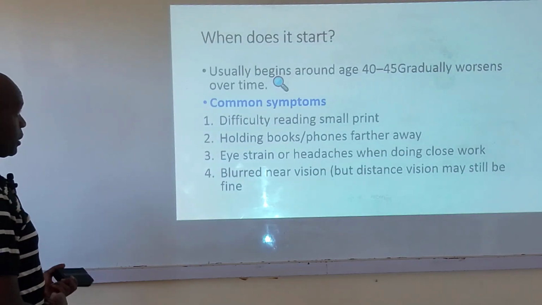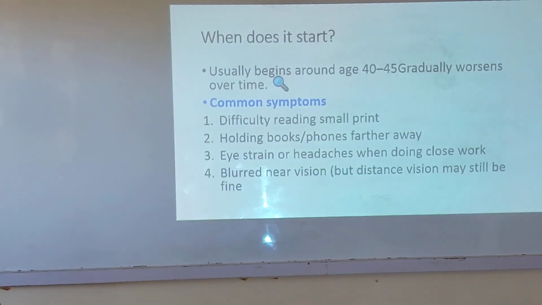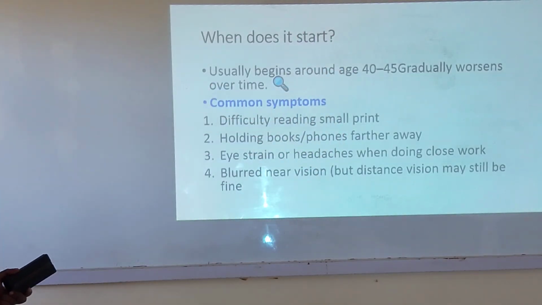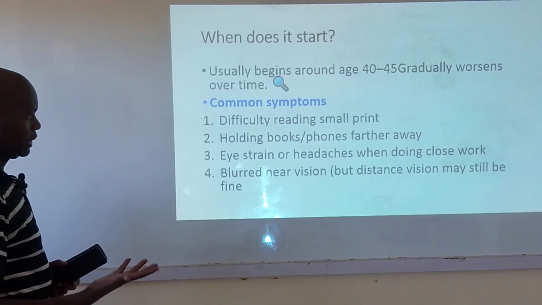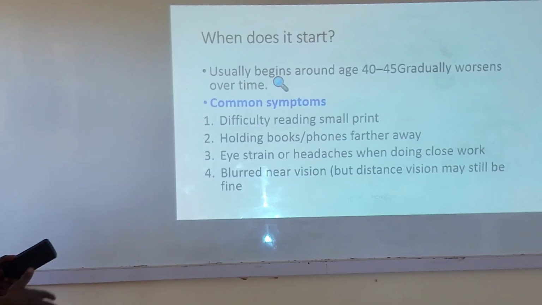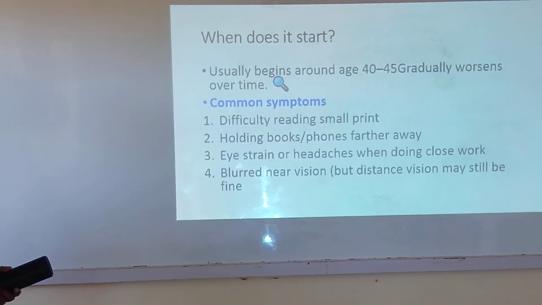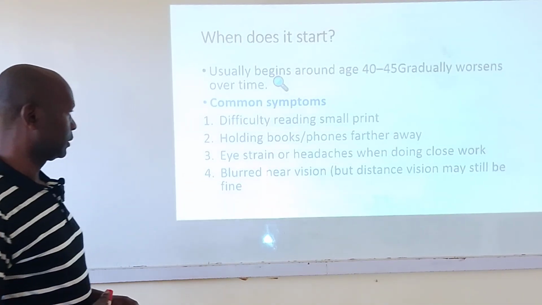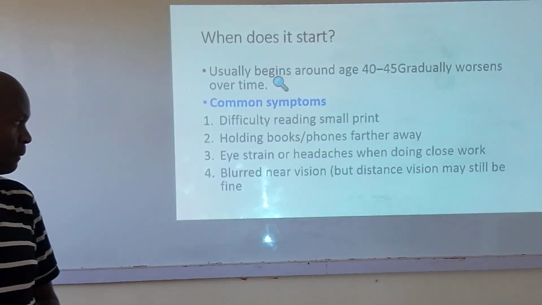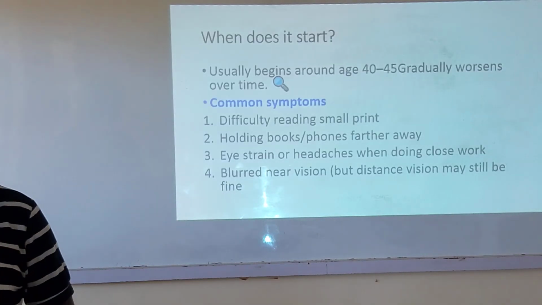These are the symptoms. Number one, they have difficulty in reading small print. Number two, holding books or phones far away for them to be able to read, because when you move closer they can't see. Number three, they normally have eye strain or sometimes just headaches when doing close work. And number four, they experience blurred vision. When you bring the object near to them, they will have blurred near vision. But when you move this object far, they'll just be able to read it.